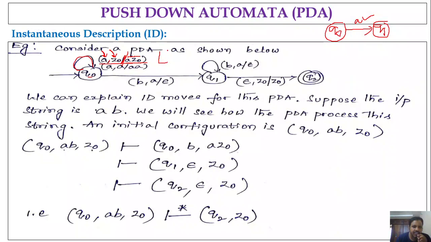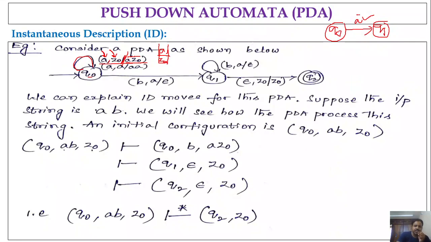As I mentioned, while pushing, you should push in such a way that a must appear on the top of the stack, right? So you have to push z naught first, and followed by that you push a. You have to push the string in such a way that the leftmost symbol is on the top of the stack. So a must be on the top of the stack. That is the meaning.